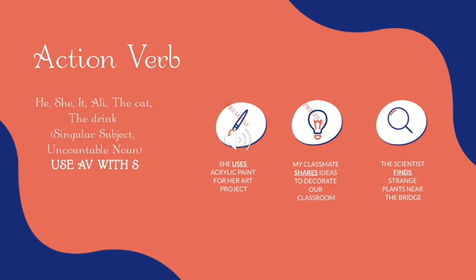But still, for action verb, it's different when you use singular subject. For example, he, she, it, Ali, any name of a single person. The cat, the drink, something that you cannot count, uncountable noun. We use action verb, but we must add s. Okay? For example, she uses acrylic paint for her art project. My classmate, only one classmate, shares ideas. The scientist, only one, finds strange plants near the bridge.